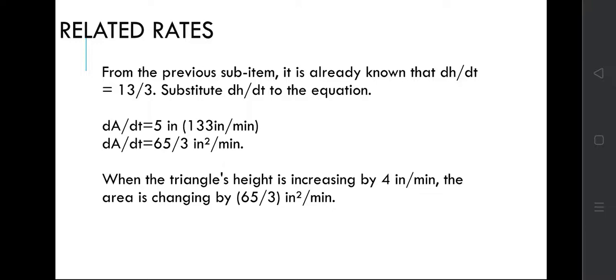So, dA over dt is equal to 5 inches multiplied by 13 over 3 inches per minute. So, ang equal dito automatically ay ang rate of area with respect to time is equal to 65 over 3 inches squared per minute. So when the triangle's height is increasing by 4 inches per minute, the area is changing by 65 thirds inches squared per minute.